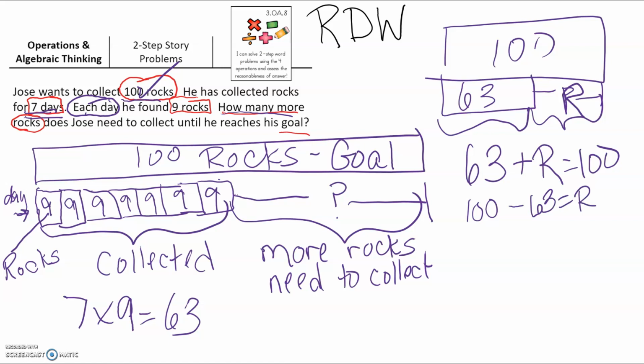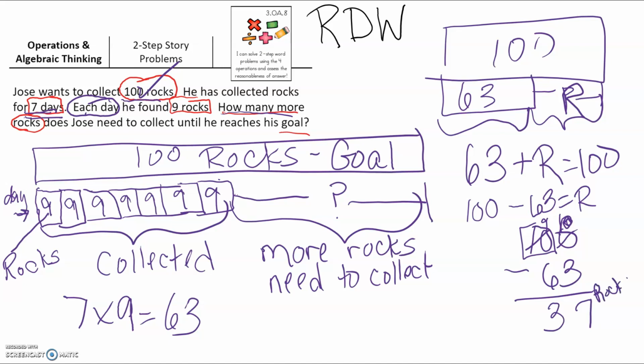Okay, so 100 take away 63. I looked at there's 10 10s, so I took a 10 away and got 9 10s, and then I regrouped a 10 into 10 ones. So 10 take away 3 is 7, 9 10s take away 6 10s is 3 10s. So it looks like he needs to collect 37 more rocks to make 100.